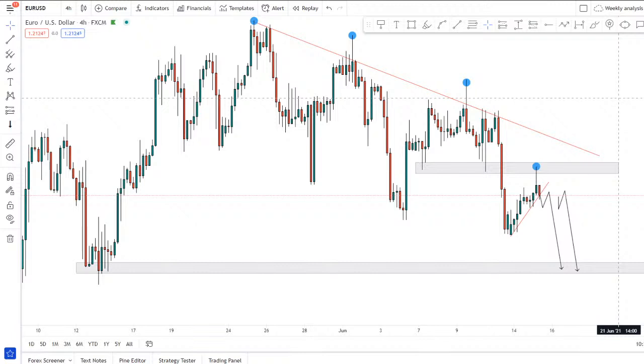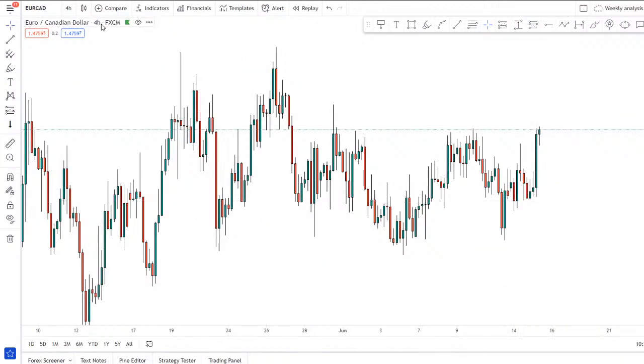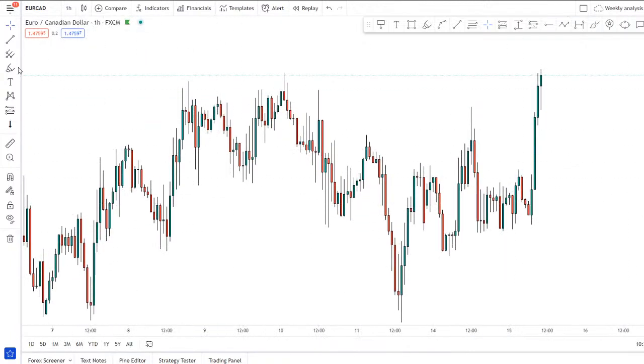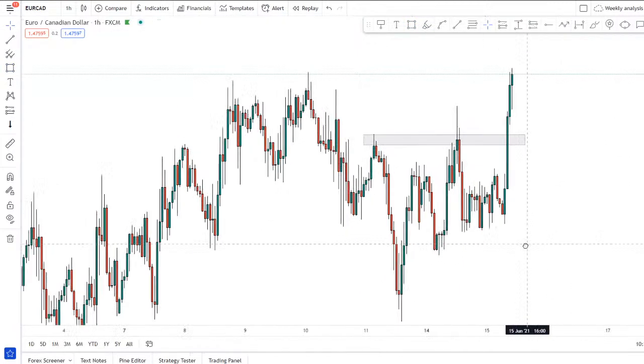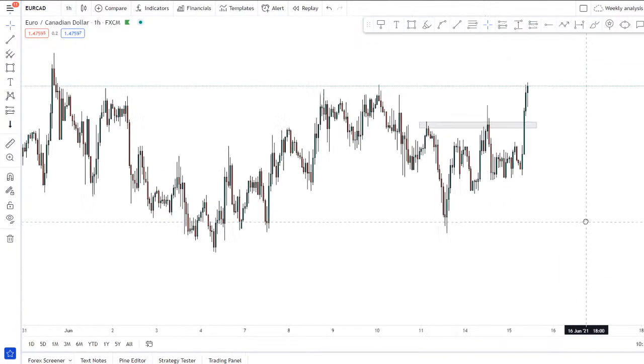Currently I'm not in any pairs. I did take a EUR/CAD short trade, however that trade has failed. So I was short on EUR/CAD, looking for a move to the downside here on the hourly time frame from this level yesterday on Monday. Caught it from around there, did see a nice drop, however as you can see it has turned around and has stopped me out at break even there.